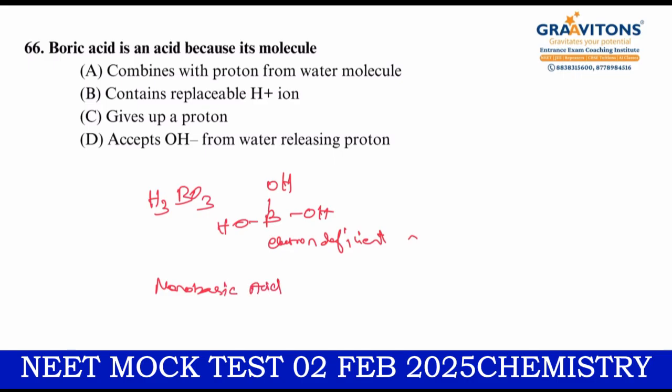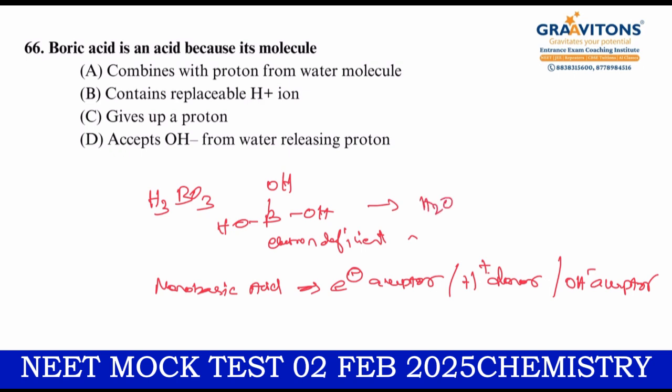An acid we can define in two terms, either as an electron acceptor, or proton donor, or OH minus acceptor. When you put this in water, you can find that boron accepts OH minus. So based on OH minus acceptor, I can say this H3BO3, boric acid, is an acid, and hence the correct option would be D. It accepts OH minus from water, releasing a proton.